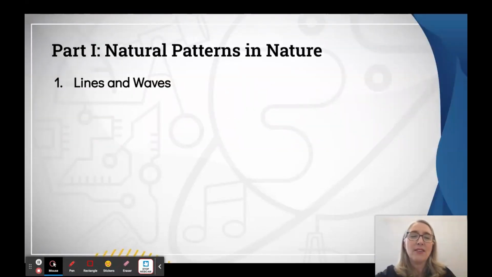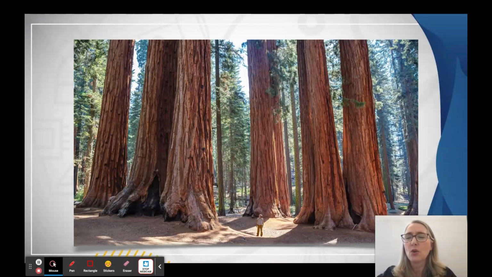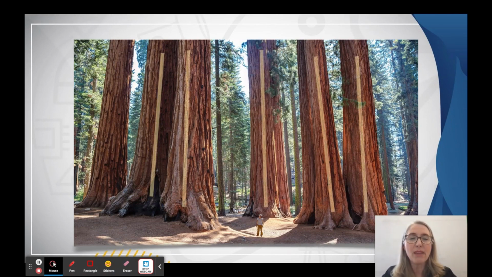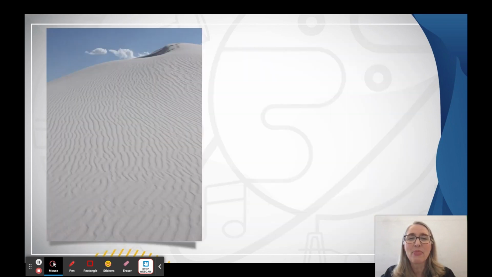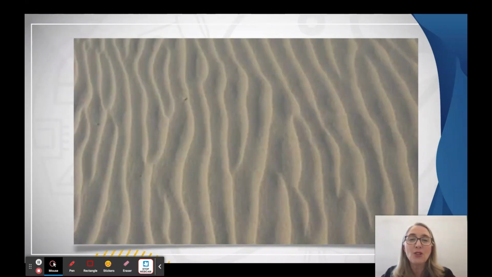So the first natural pattern that we often see are lines and waves. You can see in these incredible sequoias that there are these amazing straight lines that are found throughout the entire forest that artists have to reproduce on their canvases. But if we go out to Great Sand Dunes National Park, you'll see these amazing dunes made out of gypsum. But look closer. And as you look closer, you'll see these incredible wavy lines that cover every inch of these dunes. It's really amazing to see.